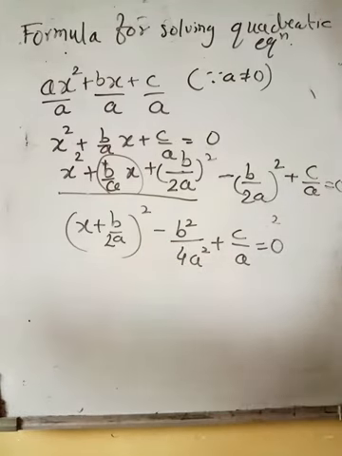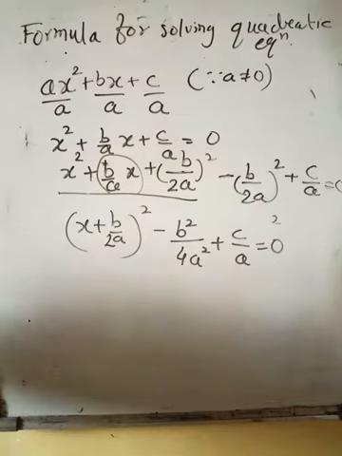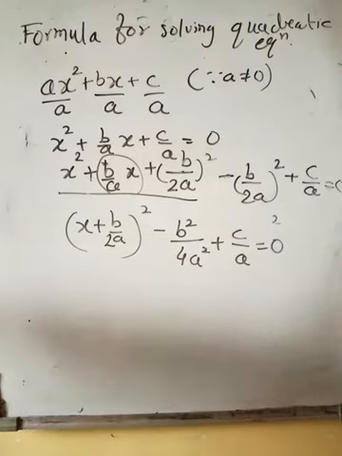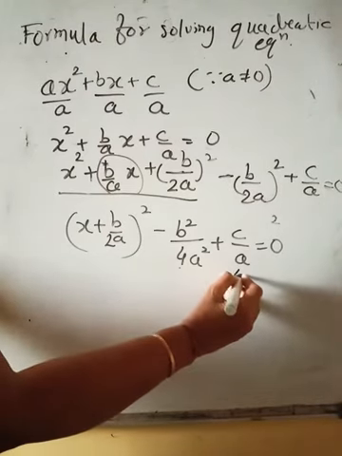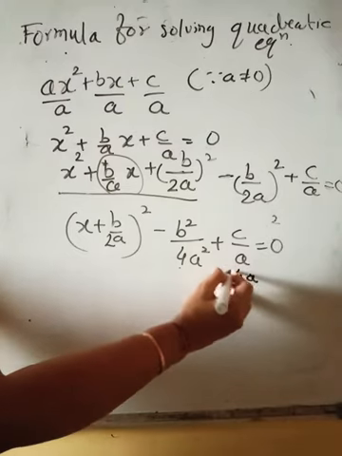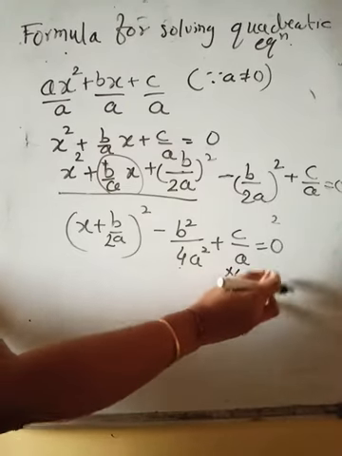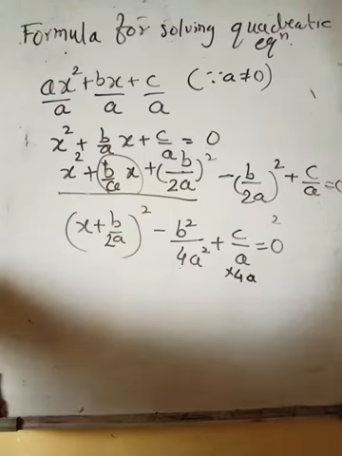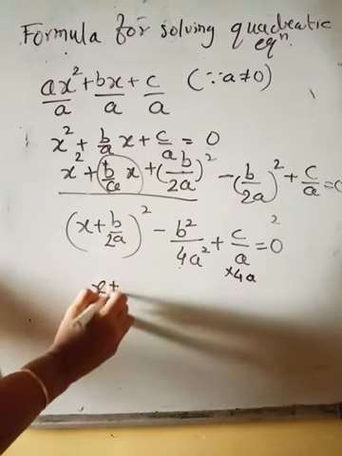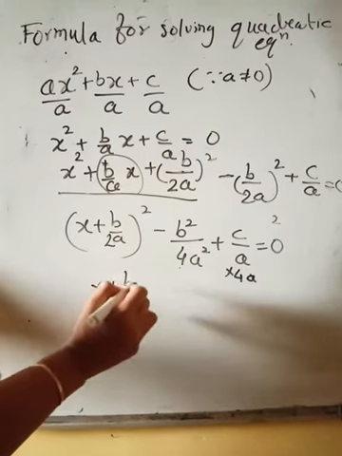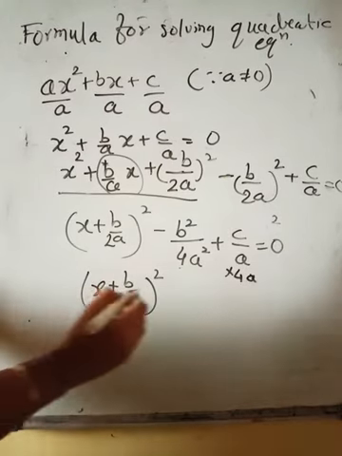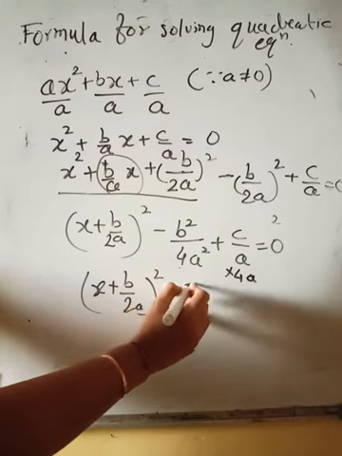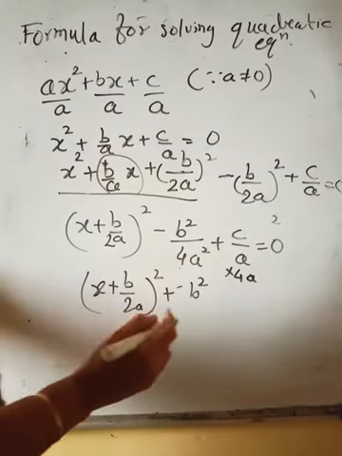Okay. So after this just take the LCM. यहाँ पे 4a square है और यहाँ पे a है. So I have to multiply this by 4 and a. So I will multiply denominator, I have to multiply the numerator also. So it will be x plus b upon 2a the whole square as it is. Now plus minus b square.